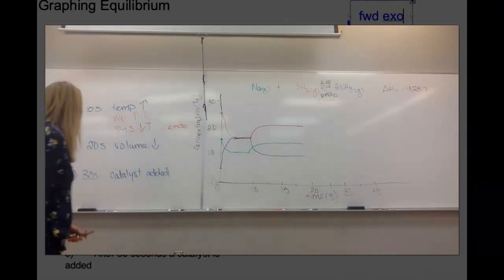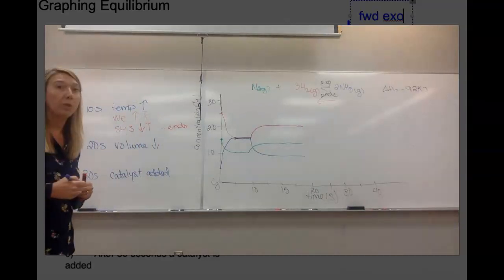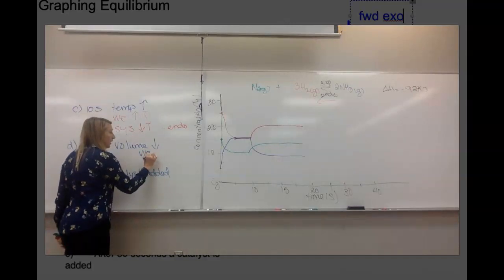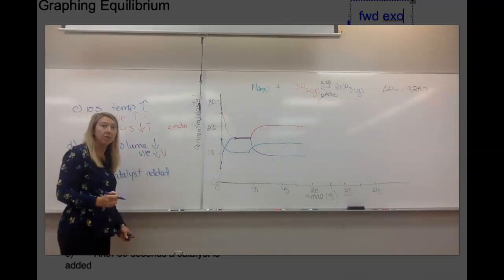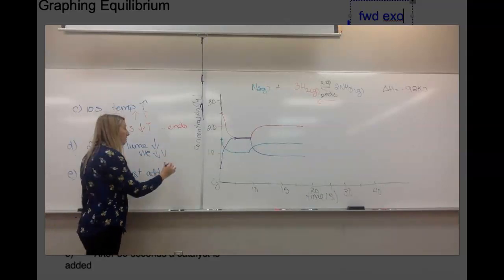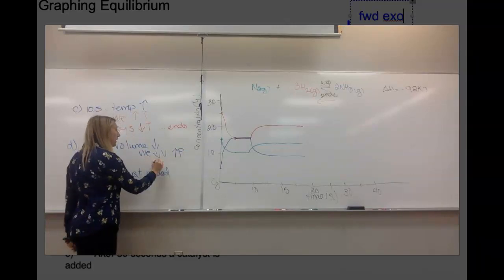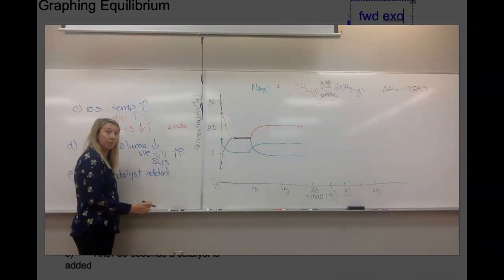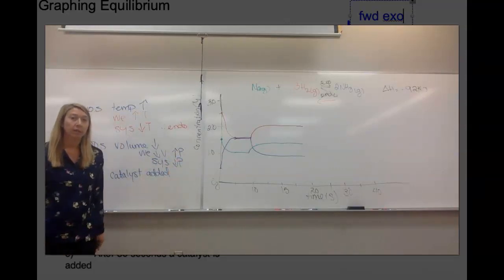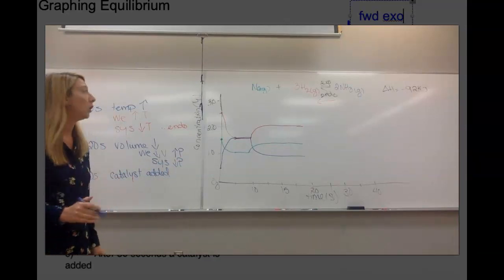So our next change, or D, says that at 20 seconds, we decrease the volume. When it comes to volume changes, we need to convert them to pressure changes. So a decrease in volume means an increase in pressure. Our system wants to do the opposite. So if we increase the pressure, it wants to decrease the pressure. It's going to decrease the pressure by favoring the side that has less molecules.